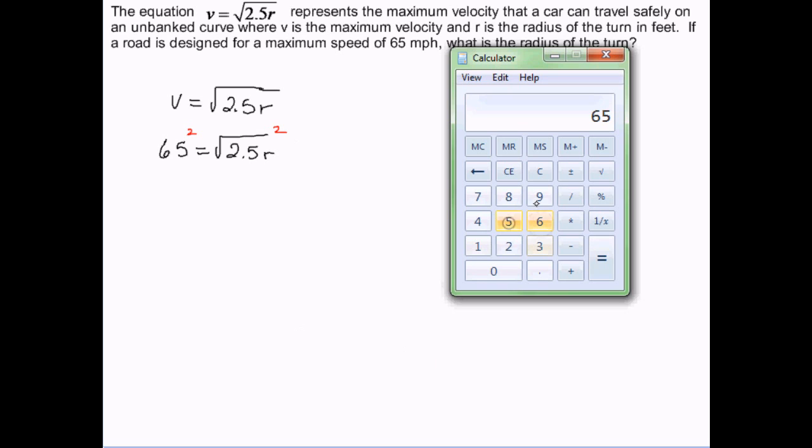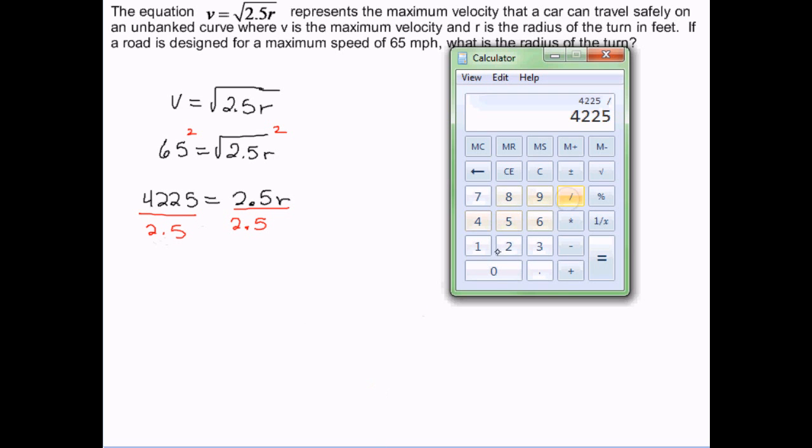So if we have a road that's designed for a maximum speed of 65 miles per hour, we want to find out what is the smallest radius that we can have. So we want 65 miles per hour. We're going to square both sides. 65 squared is 4,225. And when I square that, I get 2.5r.